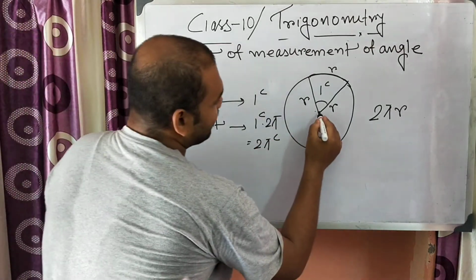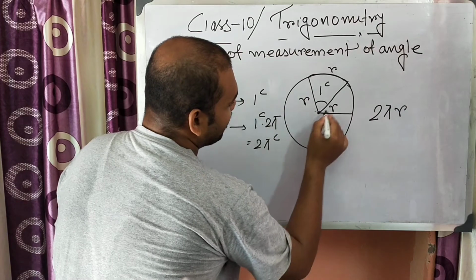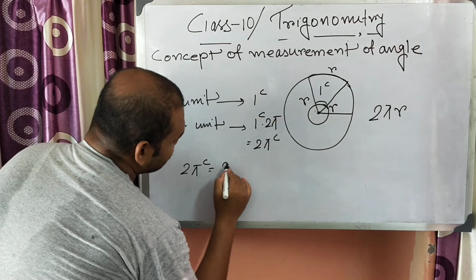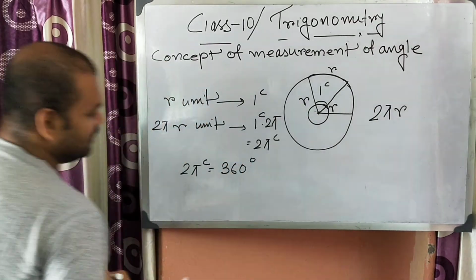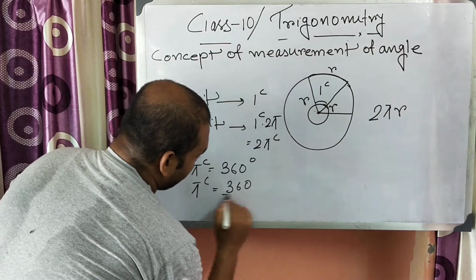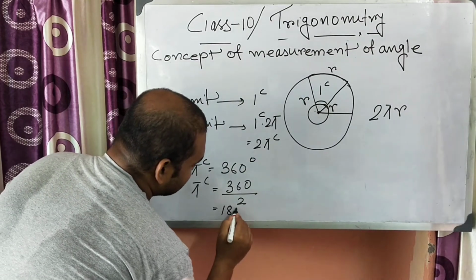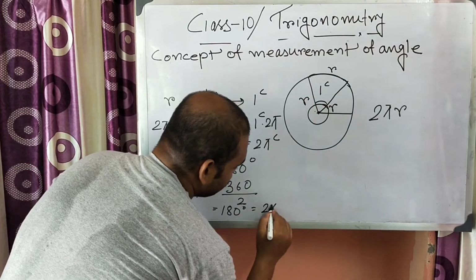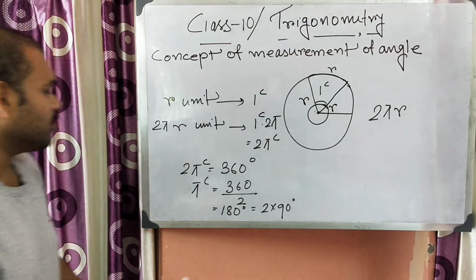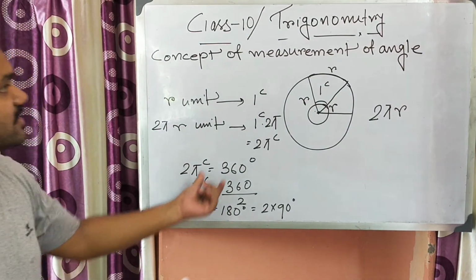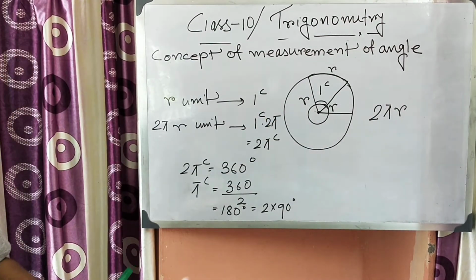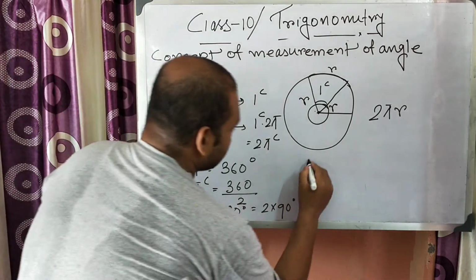Now what is the value of the total angle? We know the total angle is 360 degree. So 2 pi radian is equal to 360 degree, or you can say pi radian is equal to 360 by 2, that is 180 degree. 180 degree is 2 into 90 degree, that is 2 right angles. So this is the relation between the sexagesimal system and the circular system, that is degree and radian. So what is the value of 1 degree?